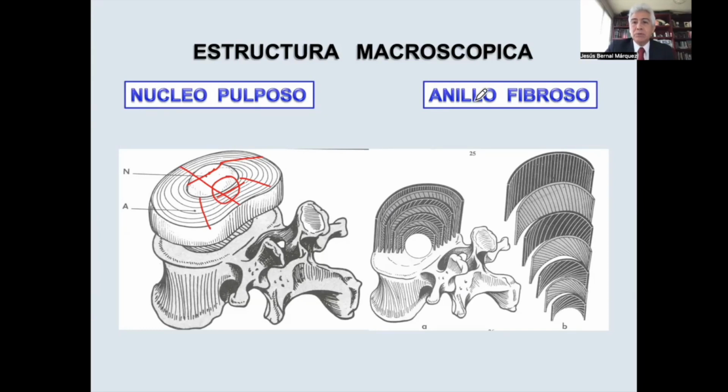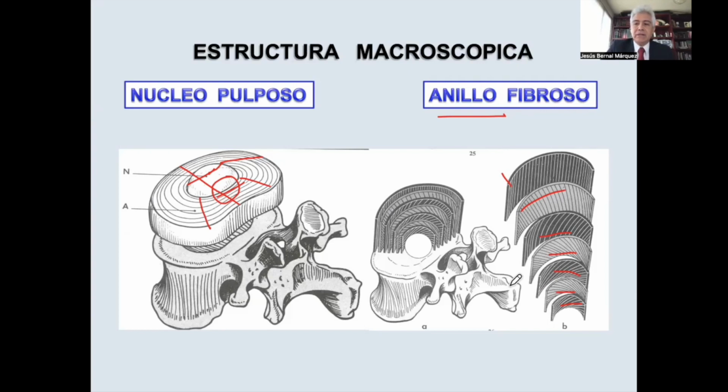While the annulus fibrosus, right now we're going to see its biochemical composition, has 7 layers: 1, 2, 3, 4, 5, 6, 7. Notice the curious thing: the layers are arranged at inverse angles. That is, while the previous layer goes to one side, the layer that follows goes to the other side, thus forming different angles between the 7 layers. That is the annulus fibrosus.